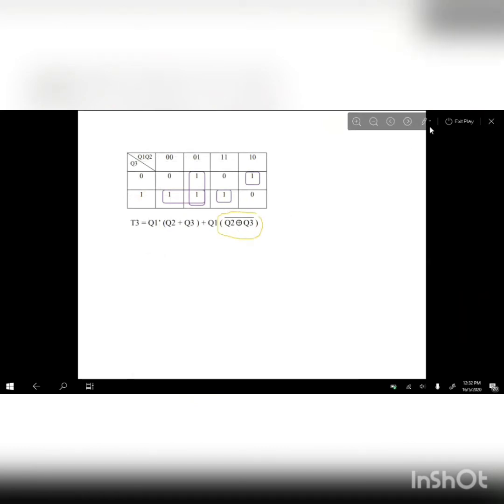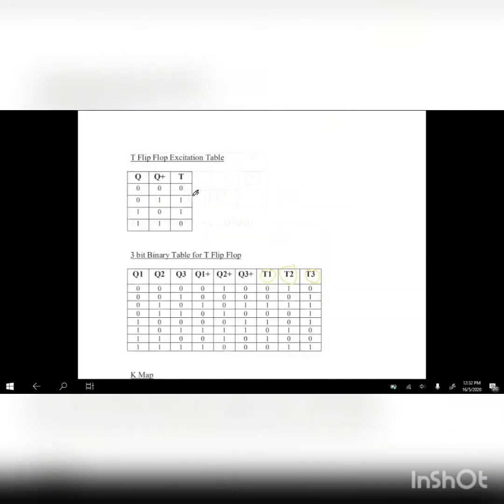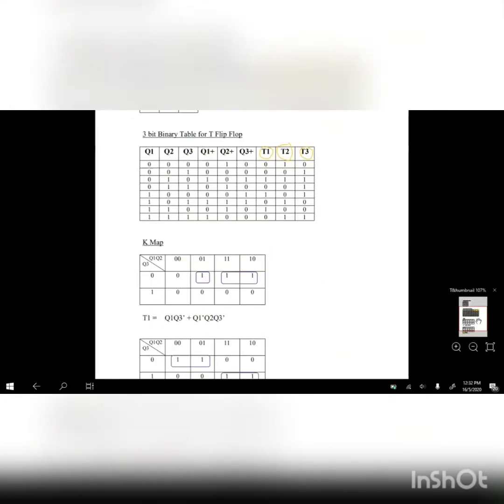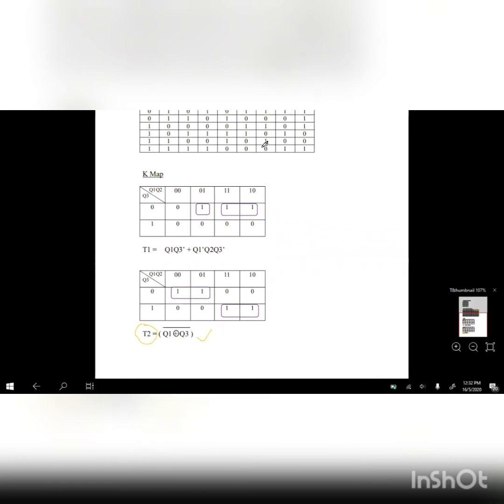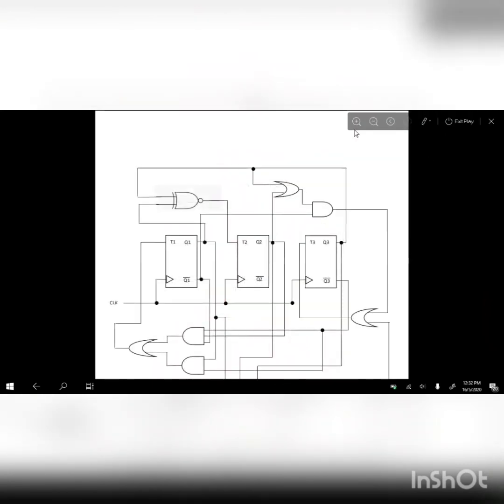Let's look at the T flip-flop. There's an XNOR gate here. Let me give you an example. T2 is the XNOR gate of Q1 and Q3. So Q1 and Q3, this is the XNOR gate. According to the K-map, you build your T flip-flop circuit.